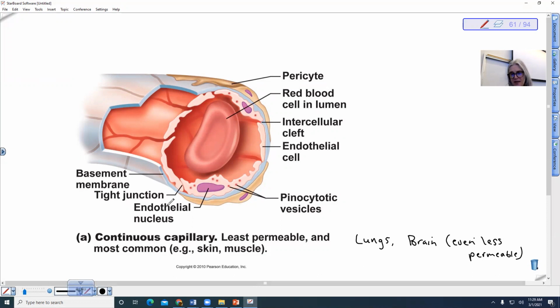You'll notice here that there are no big spaces, but substances can leave. And you'll notice how small this is. It is so tiny in terms of its diameter that really only a single red blood cell can fit through at a time. Remember, we talked about the importance of the specific biconcave disc shape of the red blood cell that would allow it to move easily through the capillaries and not get stuck.